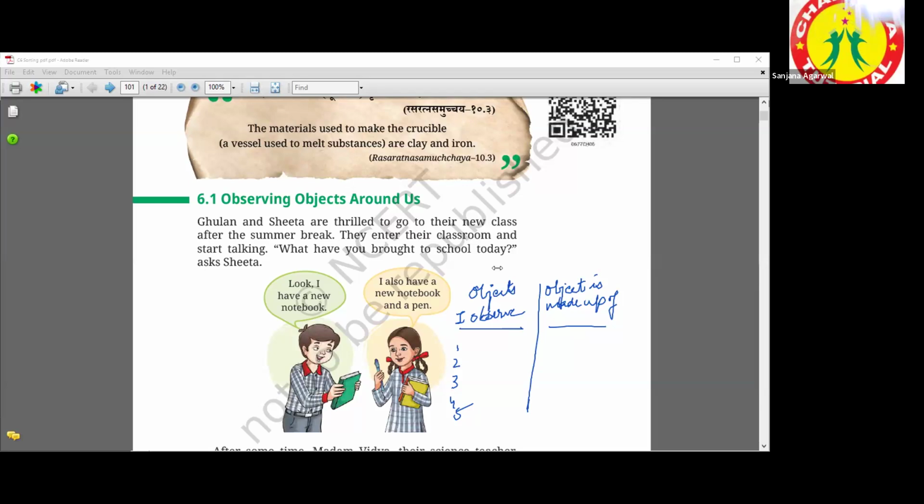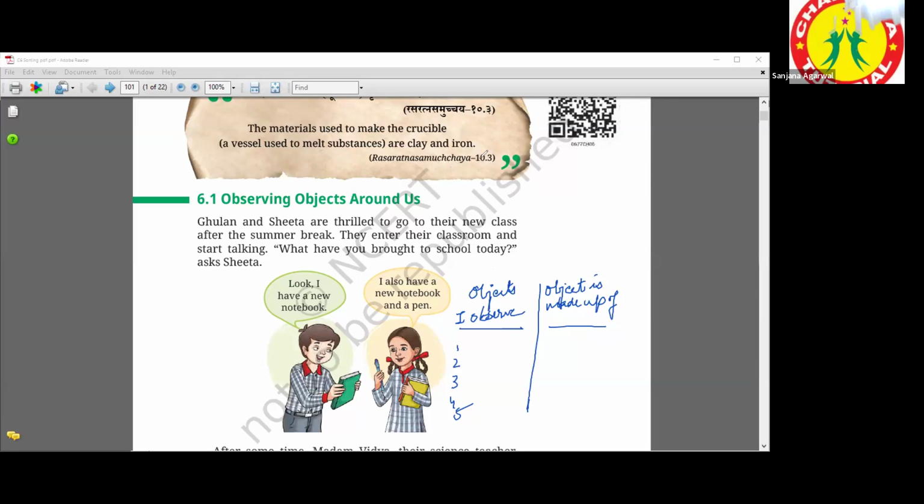Okay. And TV is made up of glass. Okay. And fridge is made up of metal. Dishwasher is made up of metal also. And the recliner is made up of fur. Recliner chair. Great. Very good.